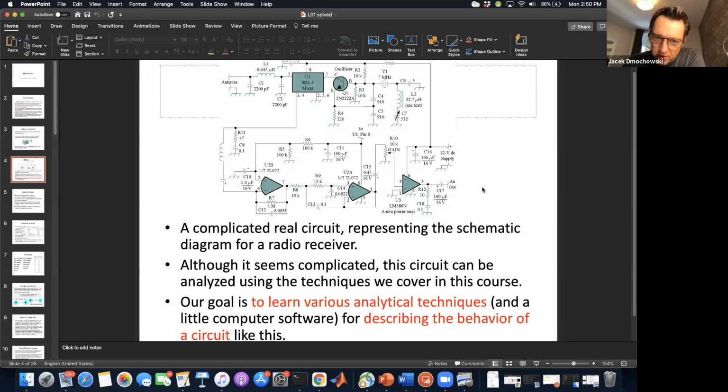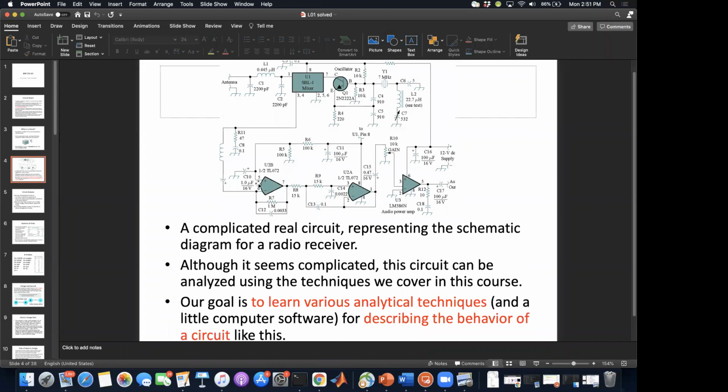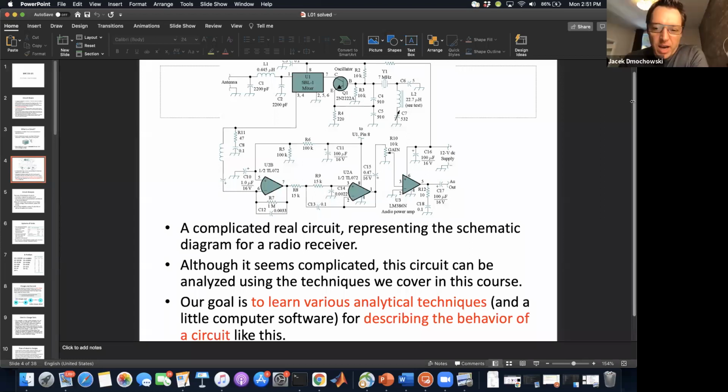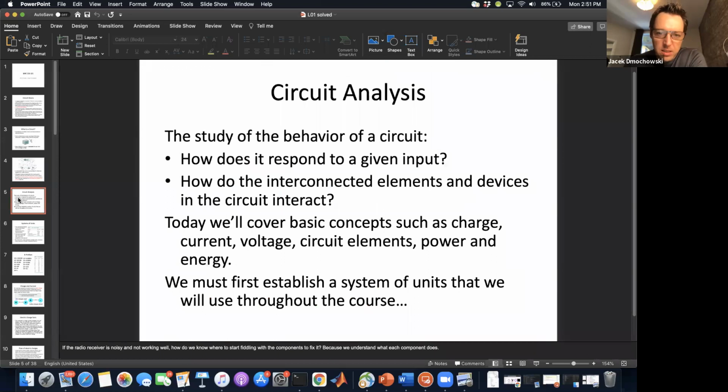I suspect that many of you don't use radios anymore, but maybe one of these years we'll replace the circuit with something like, here is the circuit that's located in your smartphone. Okay, moving on.